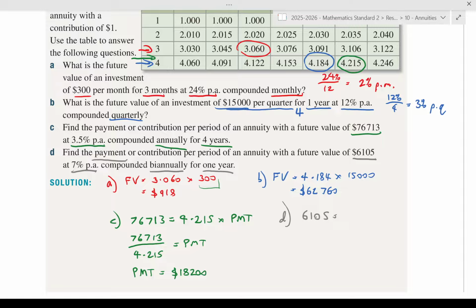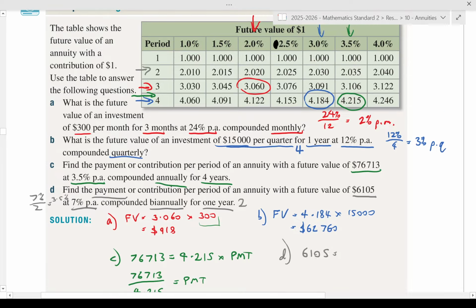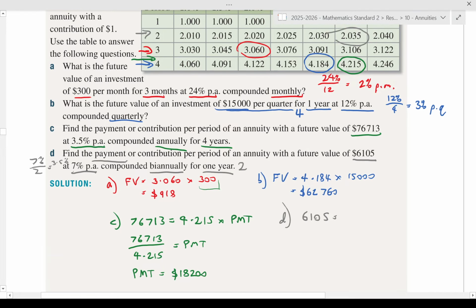So it's going to be for 1 year. So that's going to be for 2 periods. And it's 7%. So we'll go 7% divided by 2 equals 3.5%. So we're going to be looking at 2 for 3.5%, which gives us 2.035. So we've got equals 2.035 times our payment, which is what we're trying to find.